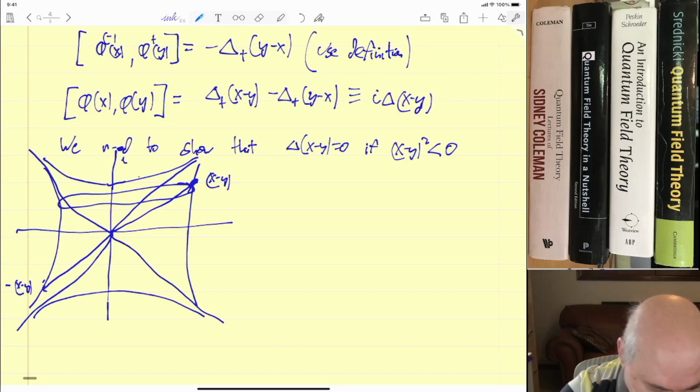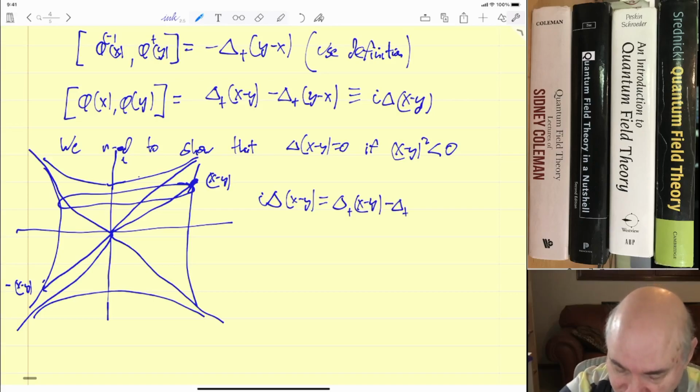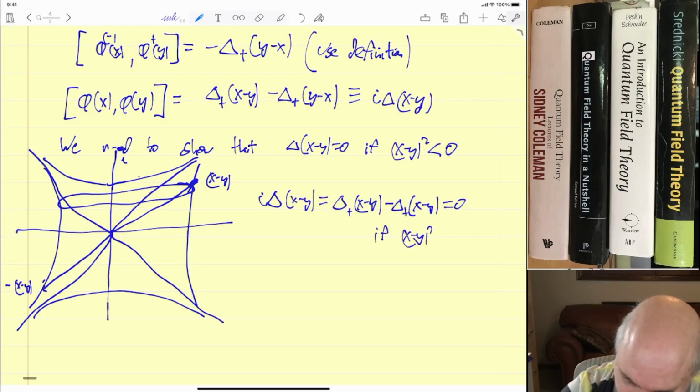So because we can go from x minus y to minus x minus y, this thing now becomes over here. We get I del x minus y is equal to del plus x minus y minus del plus. Remember, I said these functions are Lorentz invariant. I can certainly map y minus x to x minus y if I'm space-like. I can't do it if I'm time-like, but if I'm space-like, I can do it. And now I can make this x minus y, and that's equal to 0. Again, only if x minus y squared is less than 0.